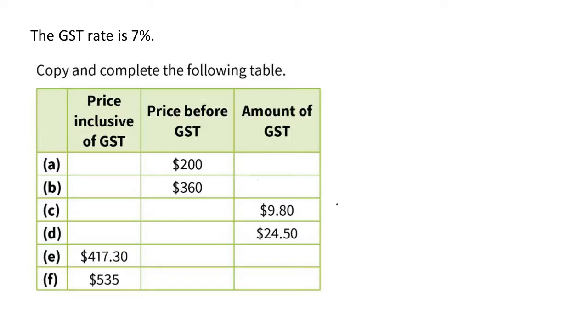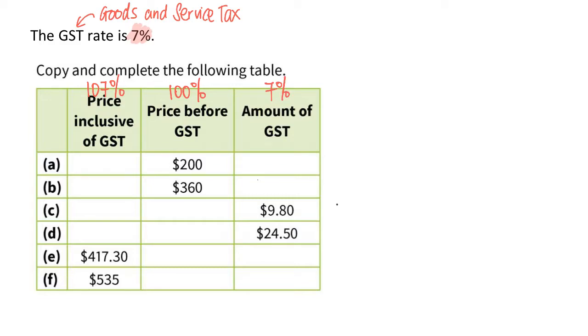Hello everyone, welcome to this math problem where we are given a table that has a price that is inclusive of GST. Do take note, GST in this question is 7%. And by the way, GST represents the goods and service tax. Okay, so since it's inclusive, this one will be 107%. Before GST, 100%. GST is 7%.